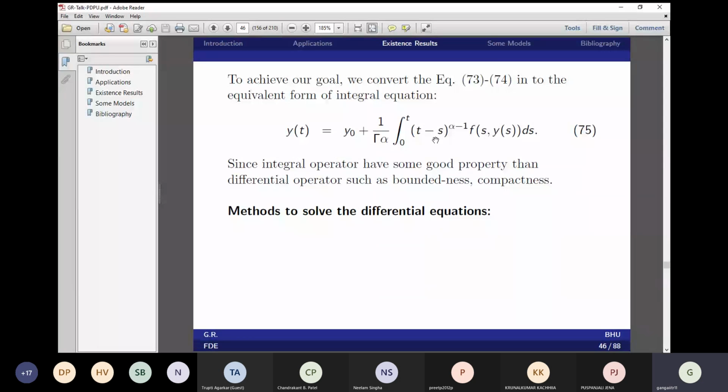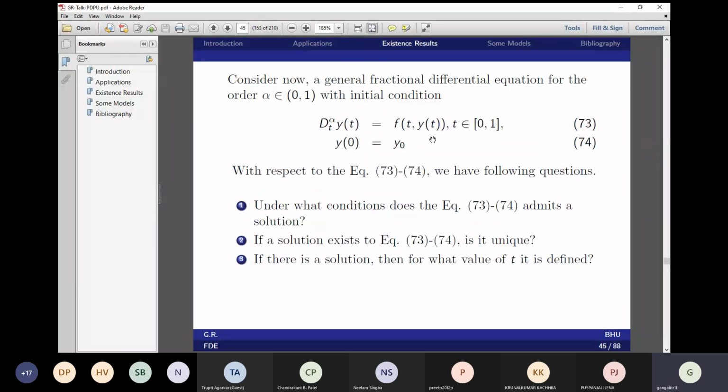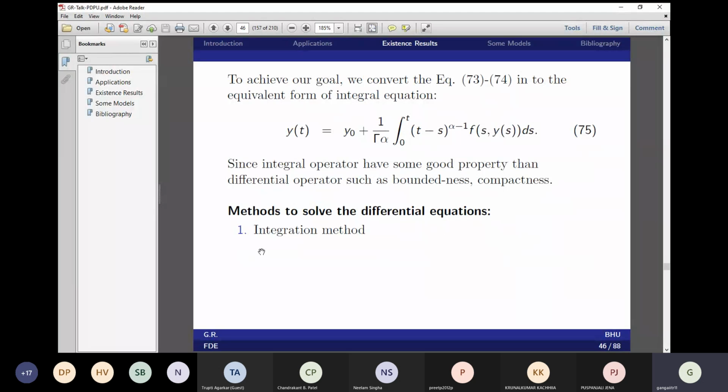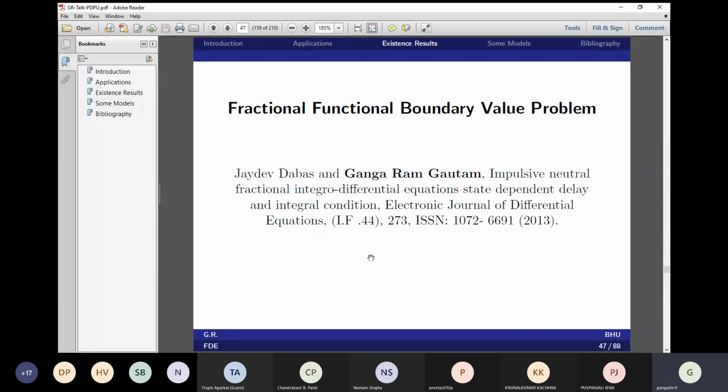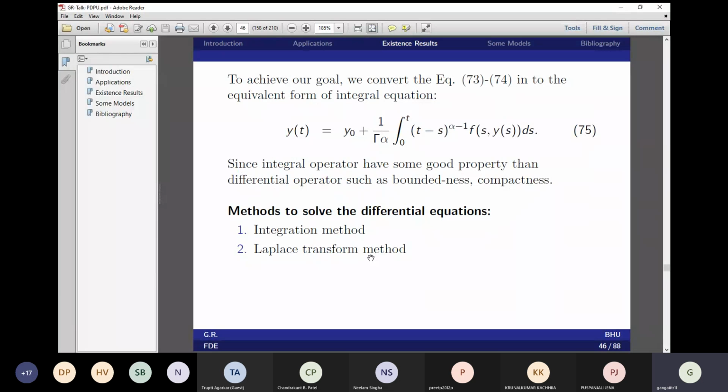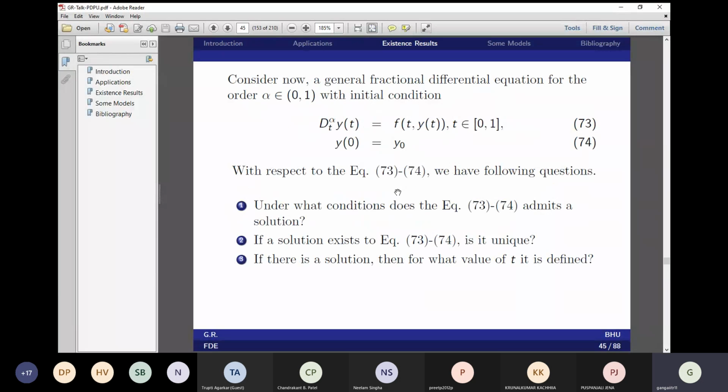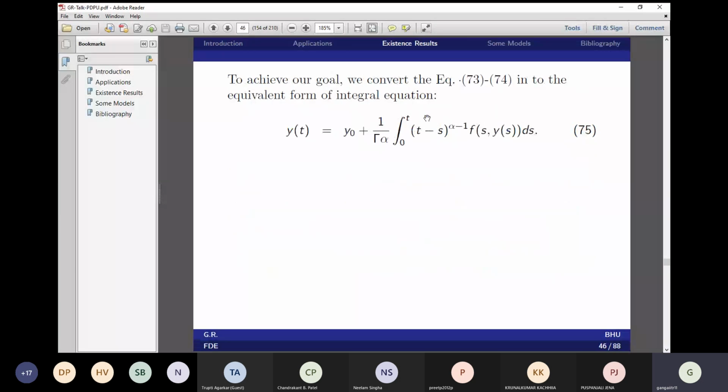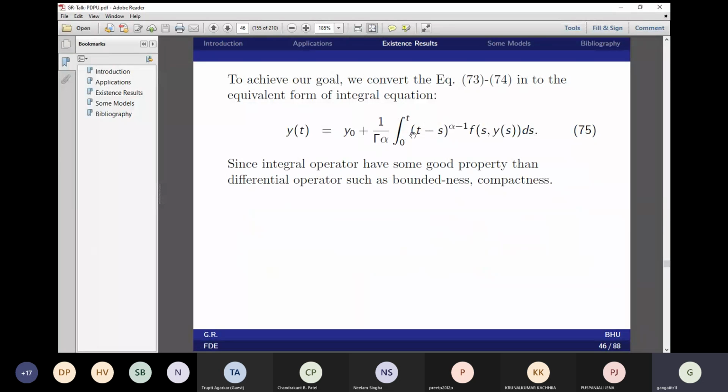Now how can we convert the given differential equation into an integral equation? There are two methods. First, we can use the direct integration method, and second, we can use the Laplace transformation, and both I have already discussed. So basically I have simple equations and we will convert this equation into the integral equation.